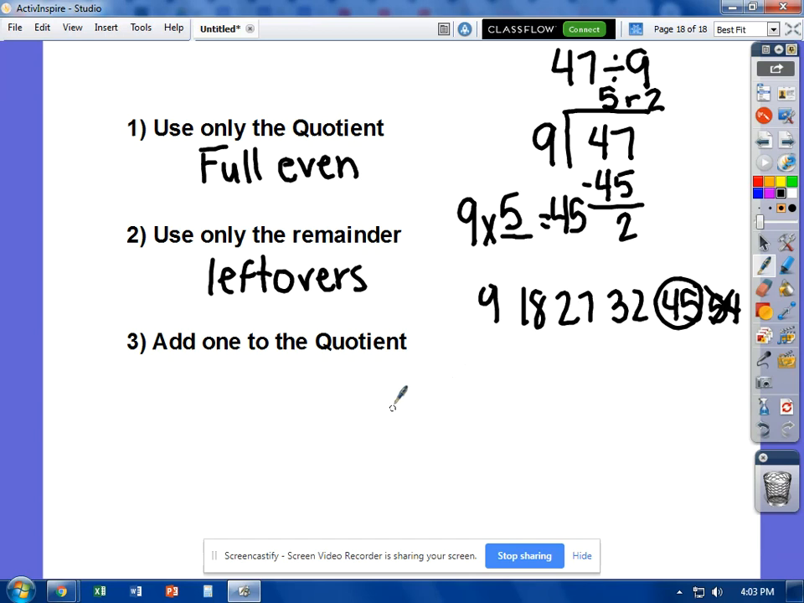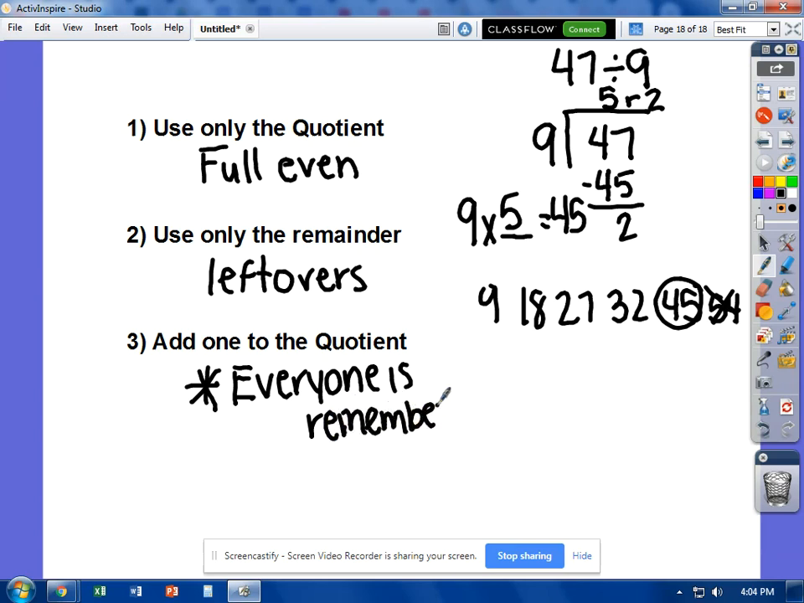Okay? And when we add 1 to the quotient, we really want to make sure that everybody is involved. We don't leave anyone behind. Everyone is remembered. We don't want people to not get a cupcake. We don't want people to not be able to go on the school field trip.